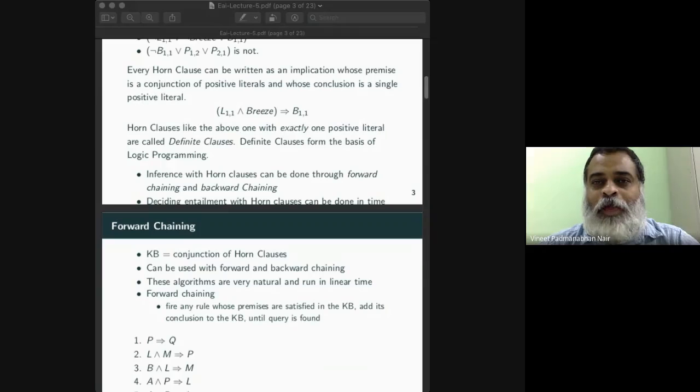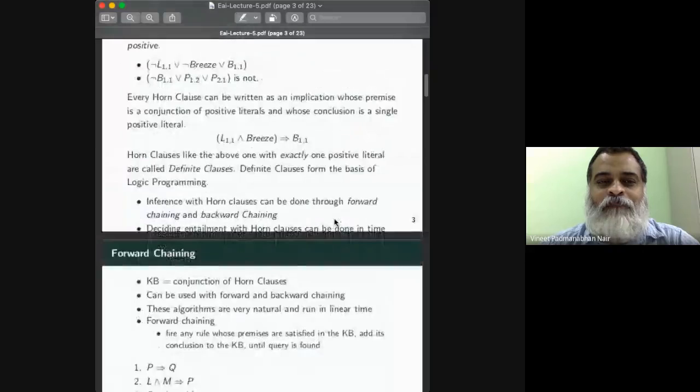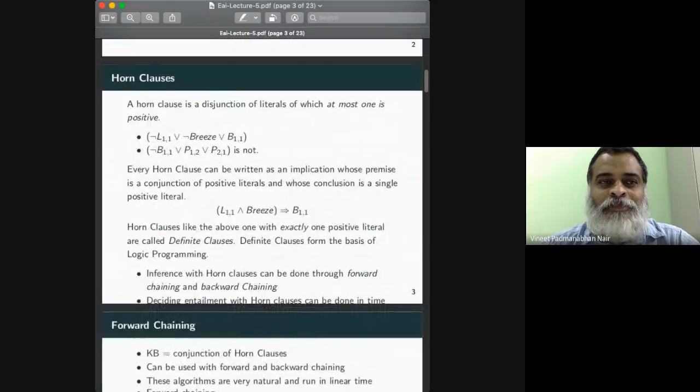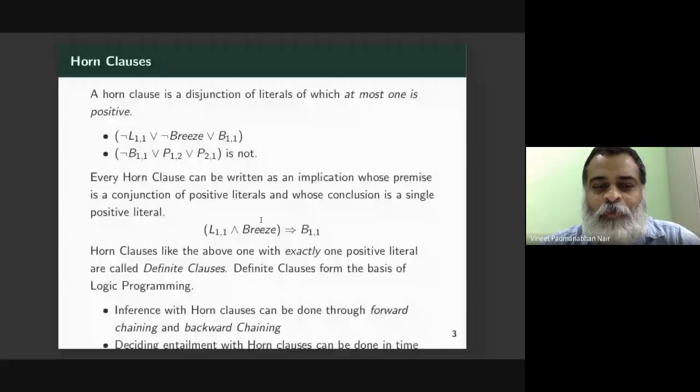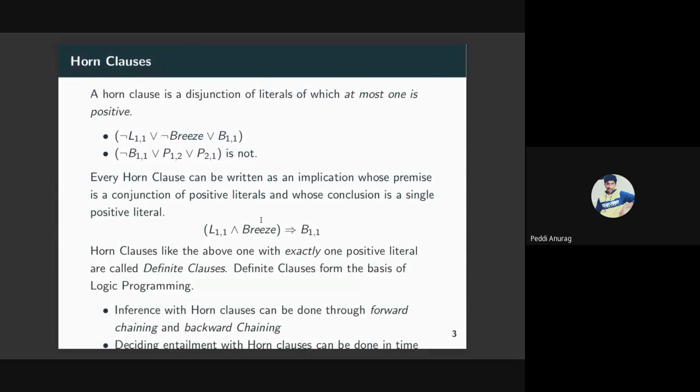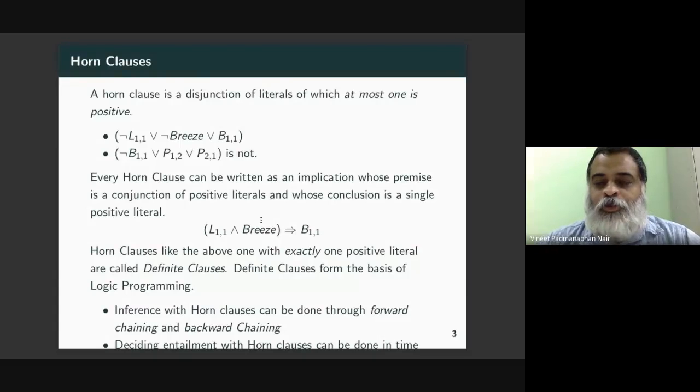I hope you might have come across forward chaining as well as backward chaining. How many of you heard about forward chaining and backward chaining? Anybody? Yes. Okay.